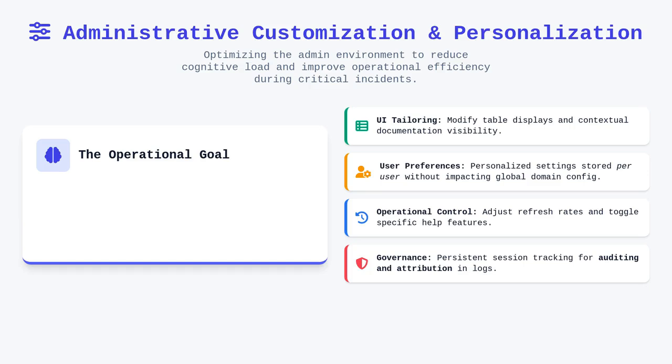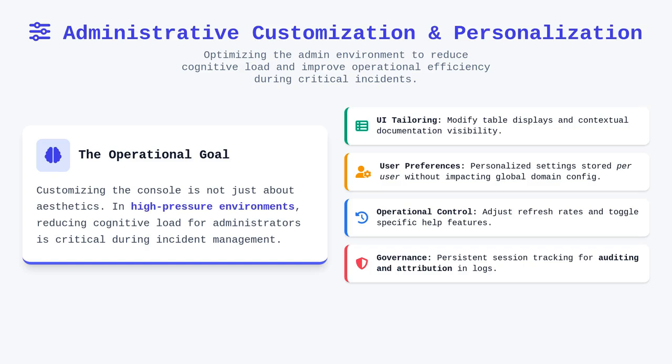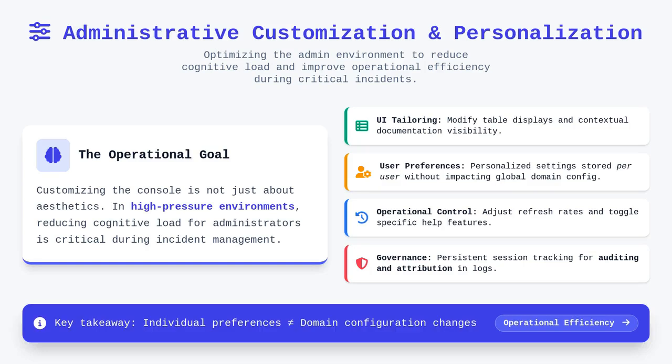These might seem like cosmetic changes, but in a high-pressure production environment, a customized console can significantly reduce the cognitive load on an administrator during an incident. The key is to recognize that administrative preferences are stored per user, allowing for a personalized management experience that doesn't impact the actual domain configuration.